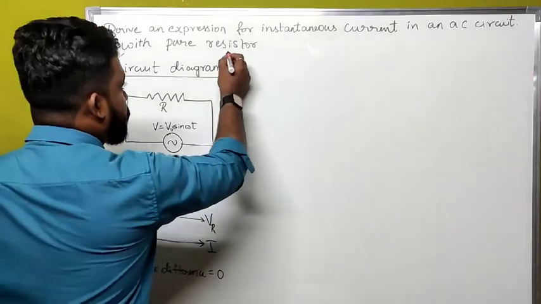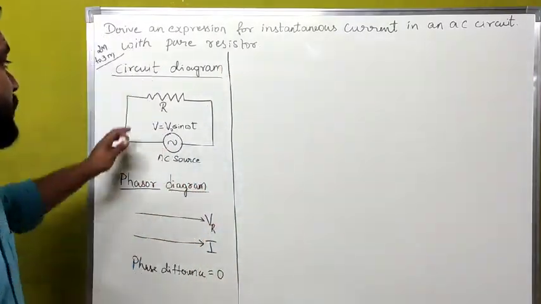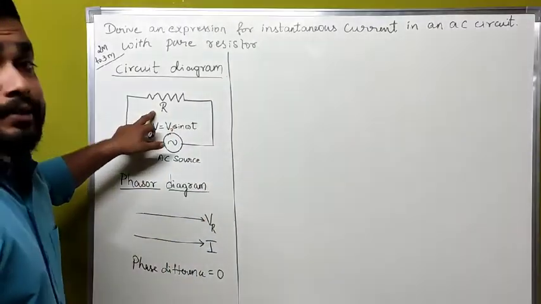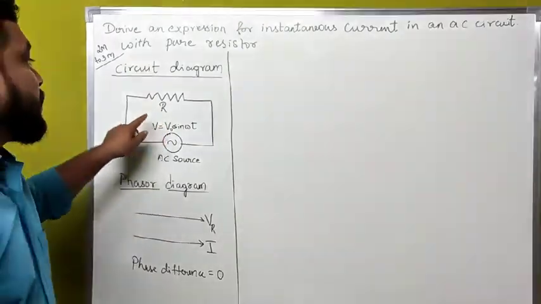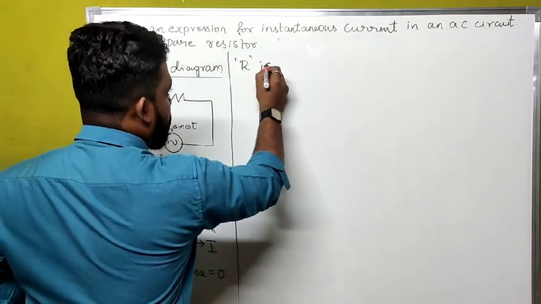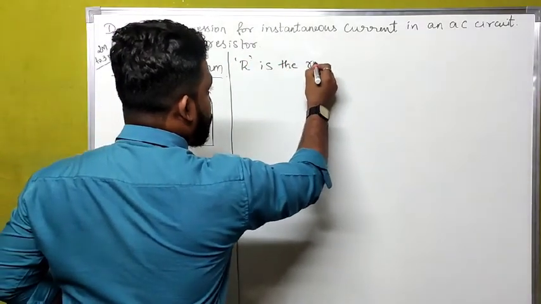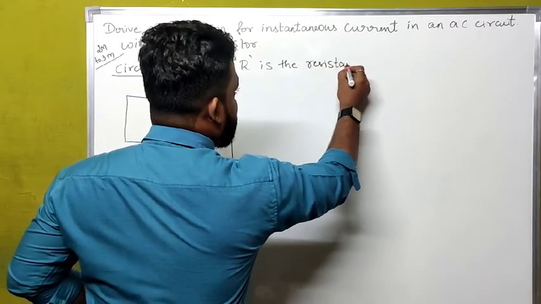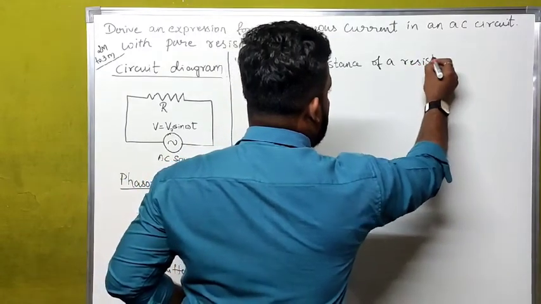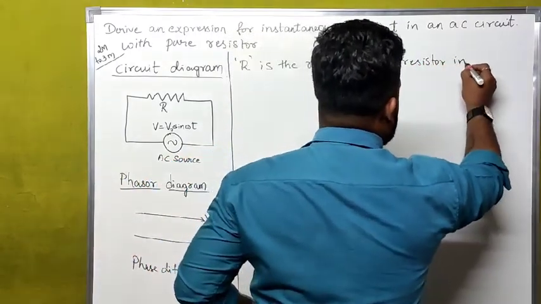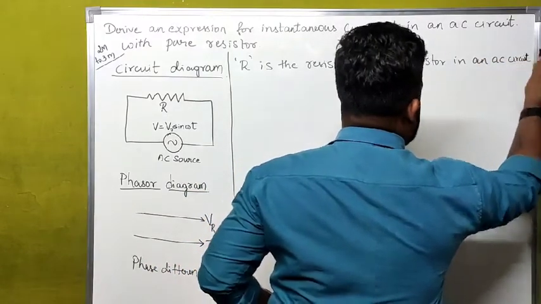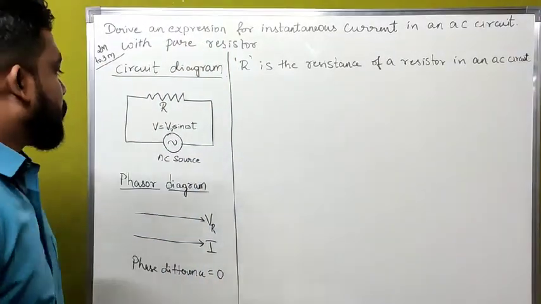Now we are going to derive using this circuit. Initially, what is this? R is the resistance of a resistor in an AC circuit. In this particular diagram, R is the resistance of a resistor in an AC circuit.